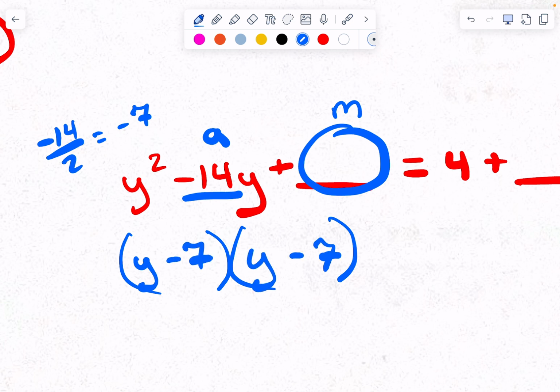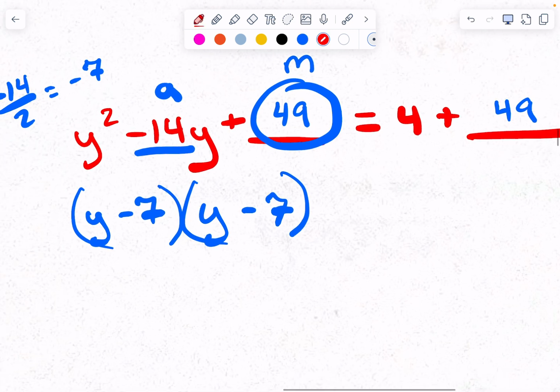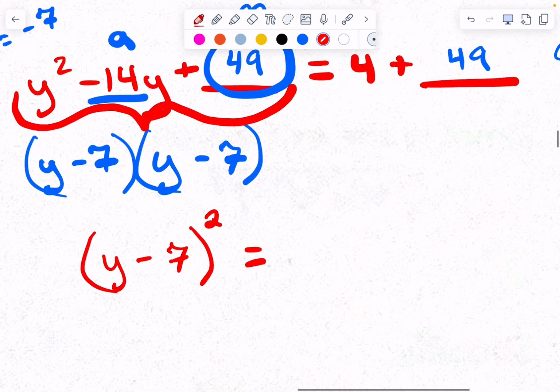But then 49 goes in, right? Negative 7 and negative 7 adds together to be negative 14, right? But negative 7 times negative 7 is positive 49, right? But if I add 49 to that side, I've got to also add 49 to this side, right? So now this whole thing has broken down into those pieces, which I can write as y minus 7 squared, right? Equals how much? 53. Okay, now what?